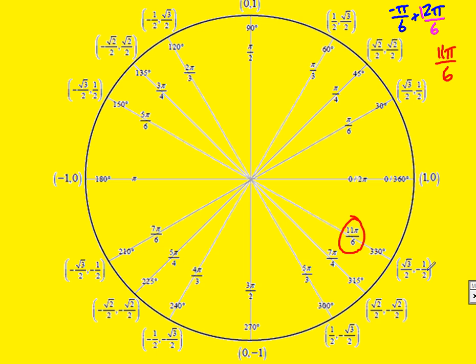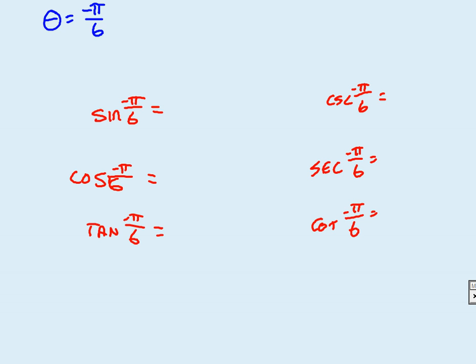So here we have the y value of negative 1/2, so this is going to be sine, and then root 3 over 2 will be cosine. So I can go ahead and say then negative 1/2, and it was positive root 3 over 2 for cosine.